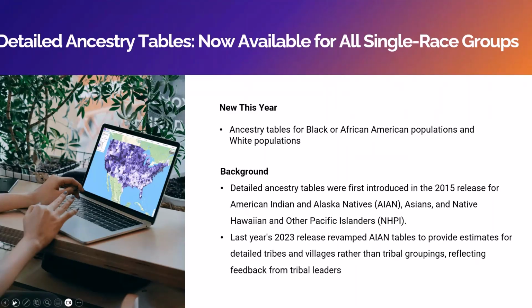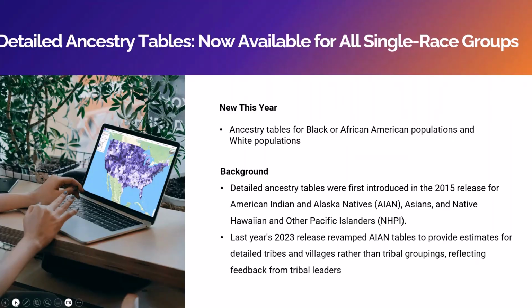This is something they've started doing since 2015, where they provided the American Indian and Alaska Native, Asian population, as well as the Native Hawaiian and other Pacific Islanders. So this is where they were starting to disaggregate those larger racial groups into understanding the more nuanced ancestry. In 2023, they did revamp the American Indian and Alaska Native ancestry tables after getting feedback from tribal leaders. So there's no longer going to be historical data with those tables, due to the fact that these were reorganized to better reflect the communities they are representing.